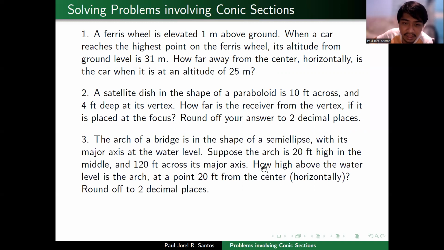Third one is for ellipse. The arc of a bridge is in the shape of a semi-ellipse with its major axis at the water level. Suppose the arc is 20 feet high in the middle and 120 feet across its major axis. How high above the water level is the arc at a point 20 feet from the center horizontally? Okay? You have to round off to two decimal places your answer as well for this third. Okay, this is for ellipse, no?